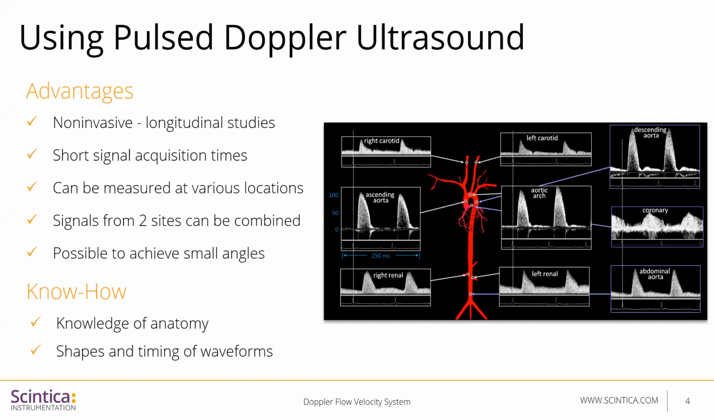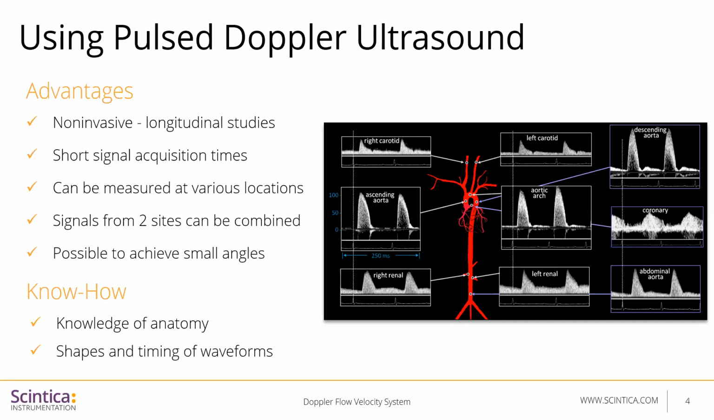We can do measurements at various locations. So today, Sydney will walk through a number of different signals, for example, the outflow from the mitral valve or the inflow from the mitral valve, the aortic outflow, the aortic arch, the coronary artery, carotid arteries, and then we'll also take a look at doing some pulse wave velocity measurements as well.